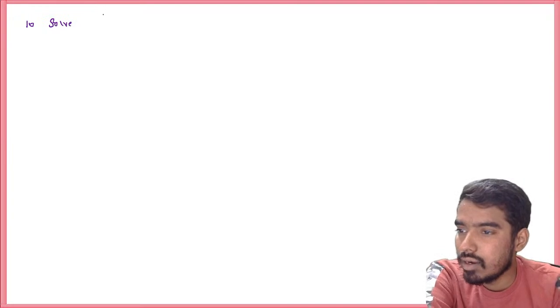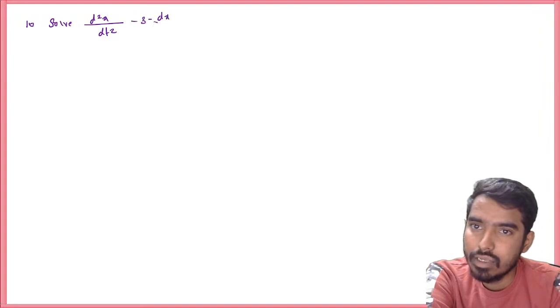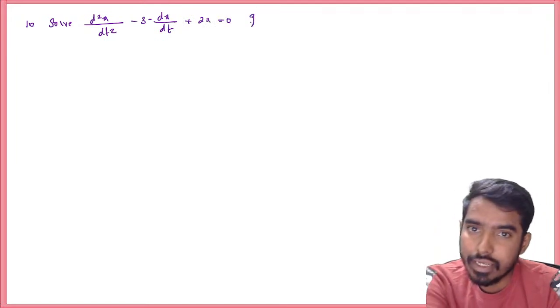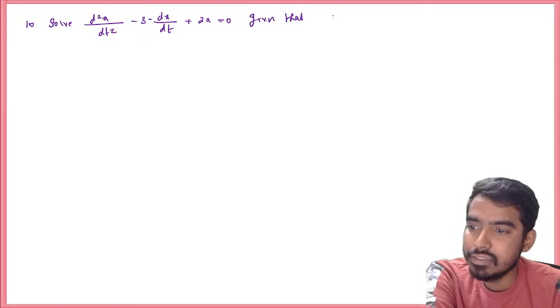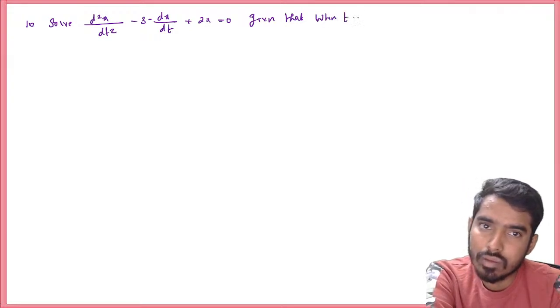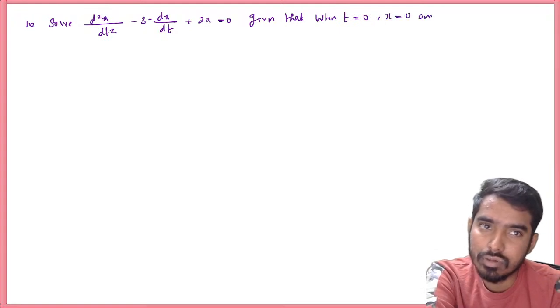So solve d square x by dt square minus 3 dx by dt plus 2x is equal to 0, given that when t is 0, x is 0 and dx by dt is 0.